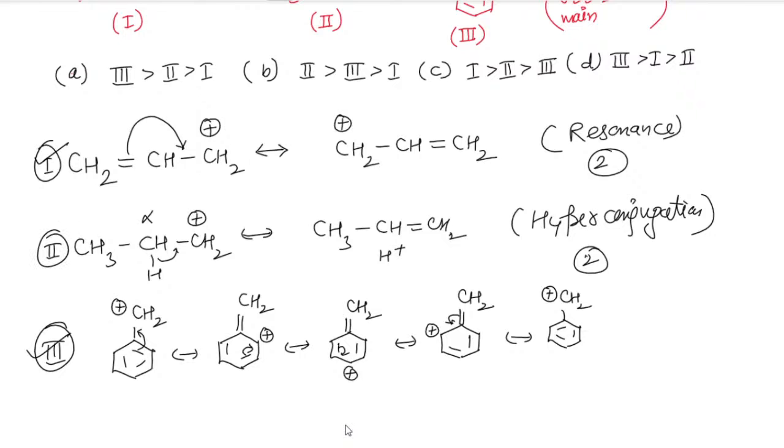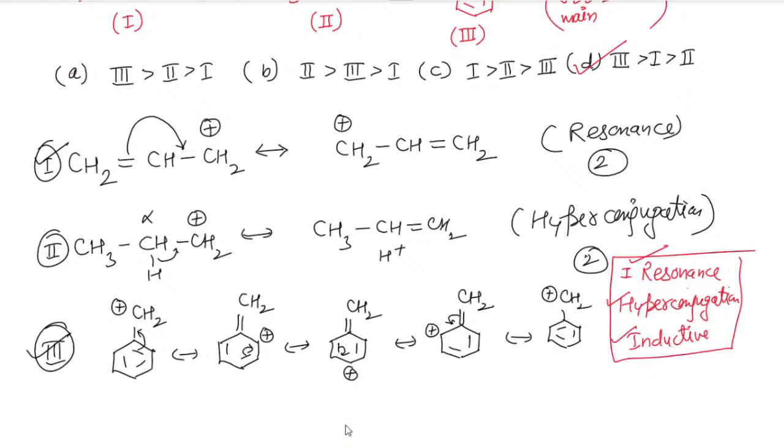So option D is correct. Sorry, D option is correct. Is it okay? Got it? First of all, try to identify which effects are operating: resonance, hyperconjugation or inductive. Most effective is resonance, then hyperconjugation, and then inductive. So this is the order: first number is given to resonance, second to hyperconjugation, and third to inductive.